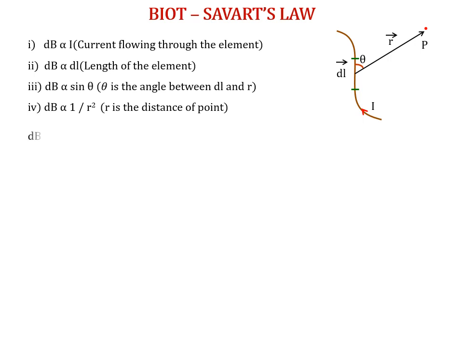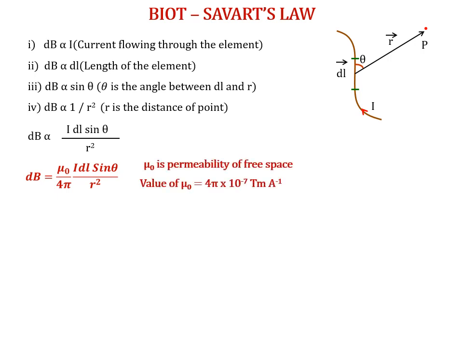When we combine all these equations, result will be dB is proportional to I dl sine theta upon r square. When we remove proportionality sign, there will be a constant and hence we can write the expression as dB equals mu naught upon 4 pi I dl sine theta upon r square. Here mu naught upon 4 pi is constant. Mu naught is known as permeability of the free space. It is constant. It depends upon the nature of the medium.